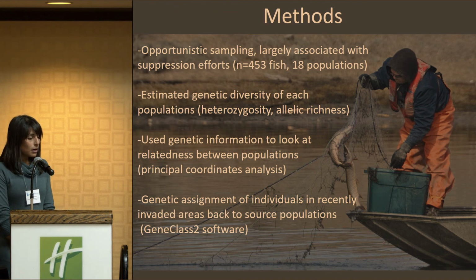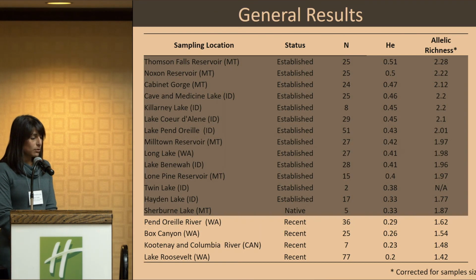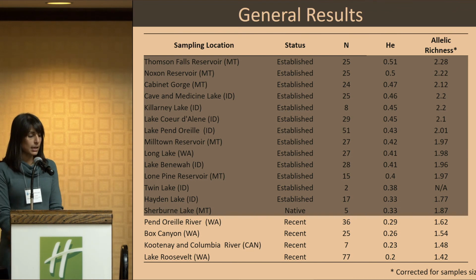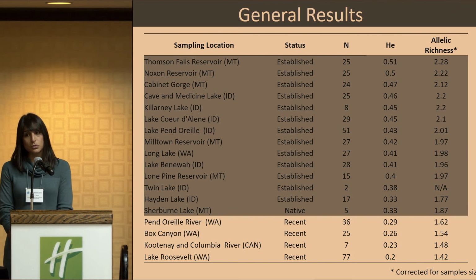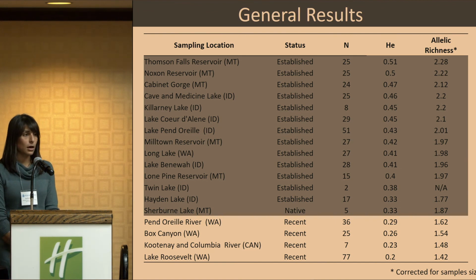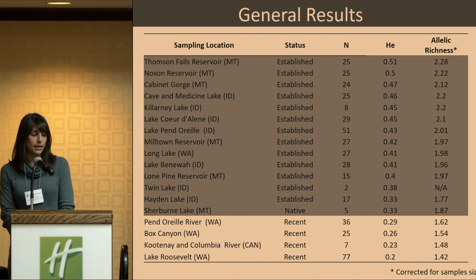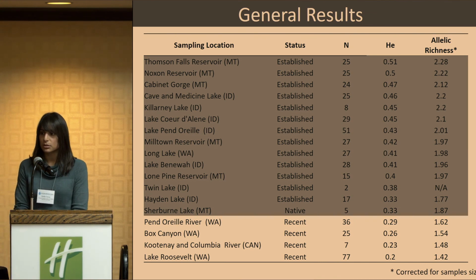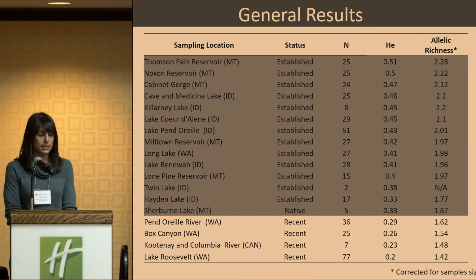All right, so here are our results. This table lists all of our populations in the study. In gray, you see the potential source populations, and in white or unshaded are our recently invaded areas. And basically what this is showing you is N, the sample size, and then HE is heterozygosity, a measure of genetic diversity, and allelic richness, which is a measure of genetic diversity that is corrected for sample size.